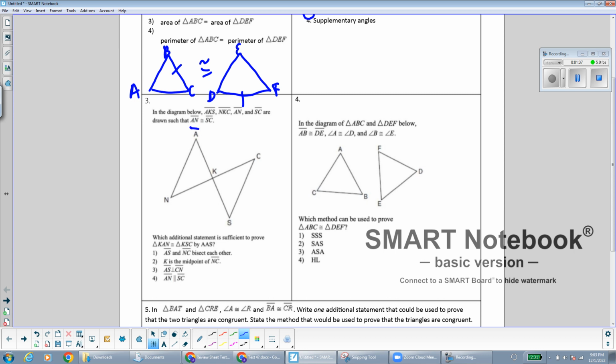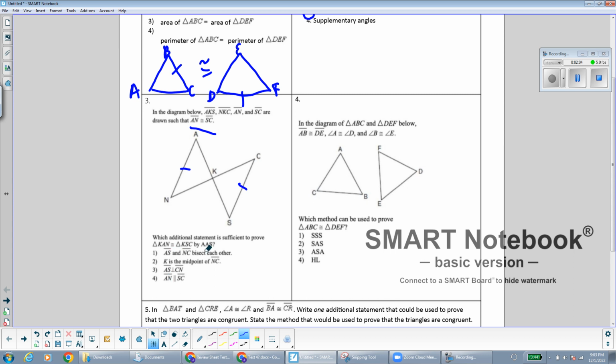We are told that AN, I put down as parallel to, is congruent to SC. And it says, which additional statement is sufficient to prove the two triangles congruent by AAS? So it's saying just with the givens, which statement can prove the triangles congruent with AAS?